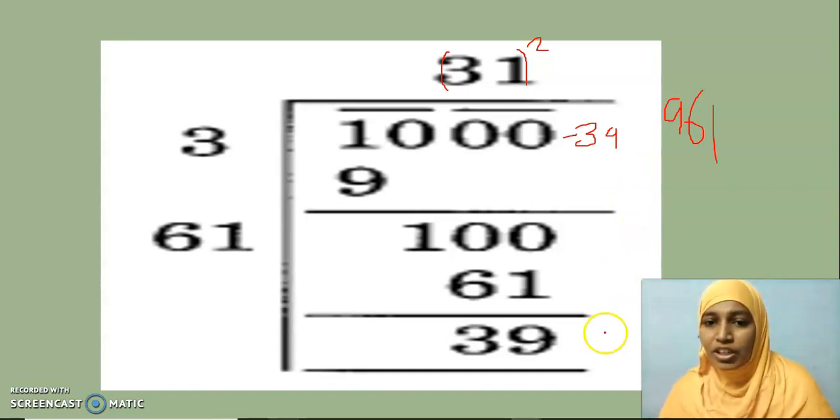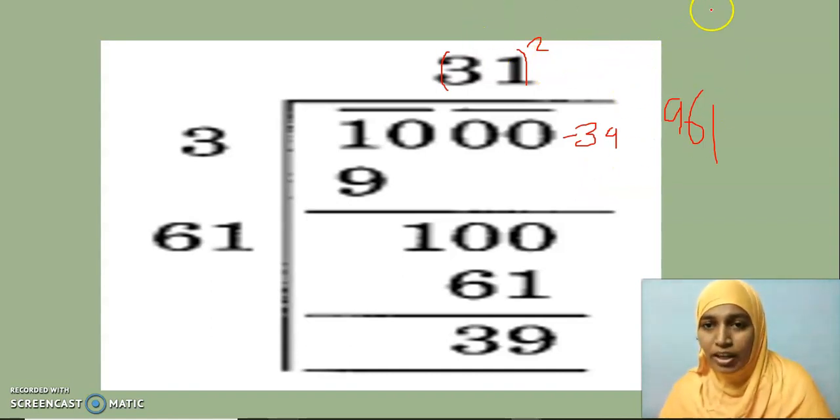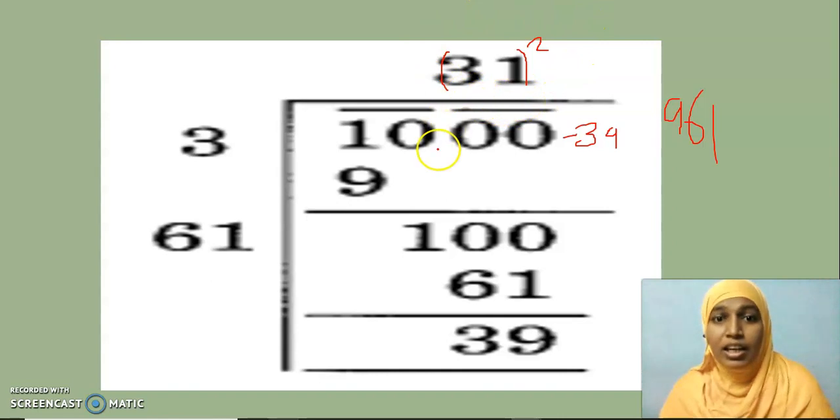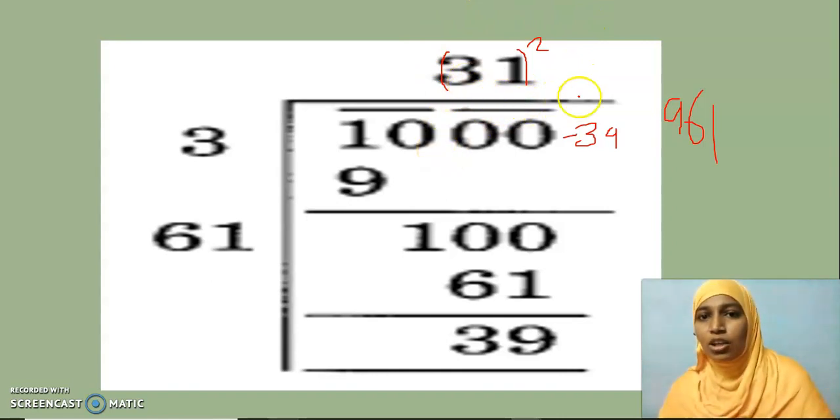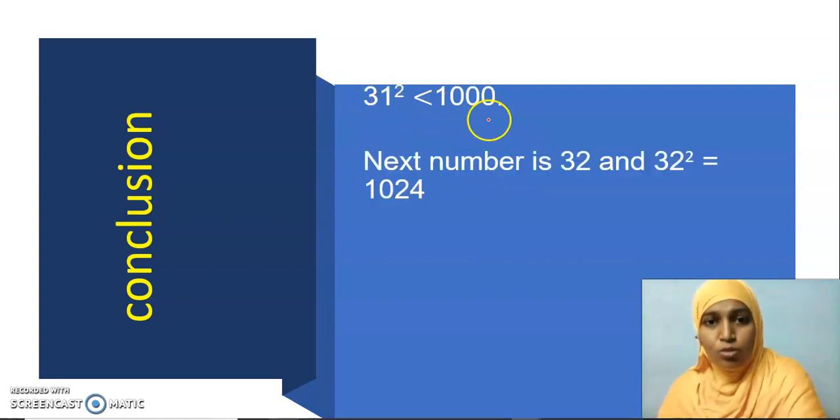Is it clear, my dear children? He has 39 plants extra. That has to be combined with a few more plants to make it another square. So what will be the square that is bigger than the square with 31 rows? So the new square will have 32 rows and 32 columns. Because 31 squared is less than 1000. So I can conclude 31 squared is less than 1000.